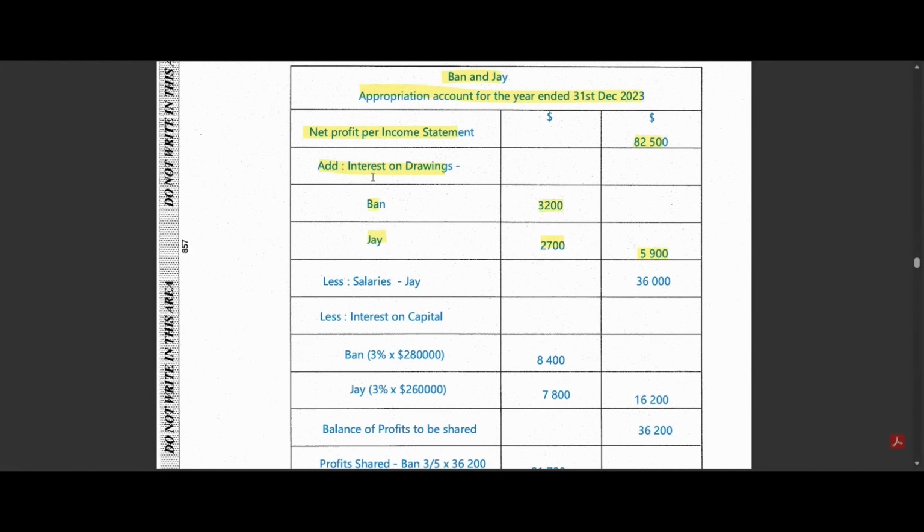Now, after you add back the interest on drawings, the next step is to pay out the partners their salaries. So less salaries to J, say 36,000. J alone had salaries to collect, so that must be subtracted from the net profit for the partnership business. Now, after subtracting salary from J, the next step would be to subtract the interest on capital that the partnership business had to pay back to the partners.